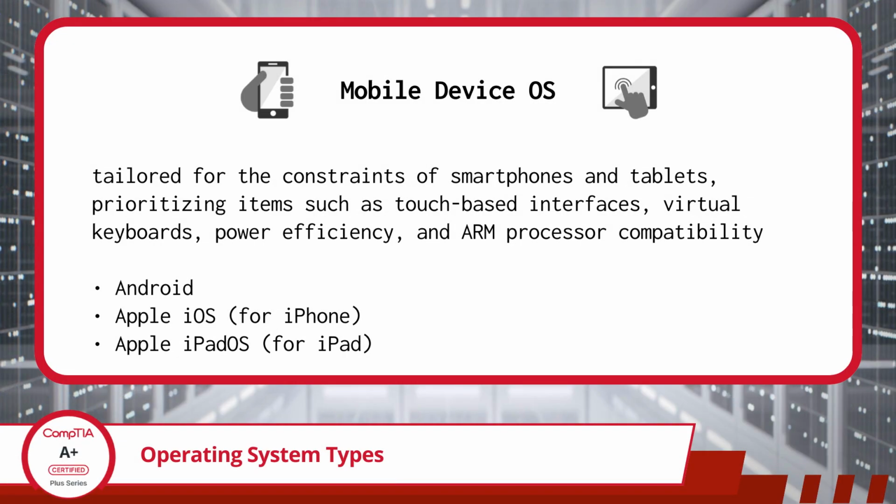Moving on, we have mobile device OSs. Mobile device operating systems are fairly different than workstations and servers, as these OSs must be tailored for the constraints of smartphones and tablets, prioritizing items such as touch-based interfaces, virtual keyboards, power efficiency, and ARM processor compatibility. Currently, the mobile device market is dominated by two main OS options. They are Android and Apple iOS, or Apple iPadOS, if you happen to have an Apple iPad.